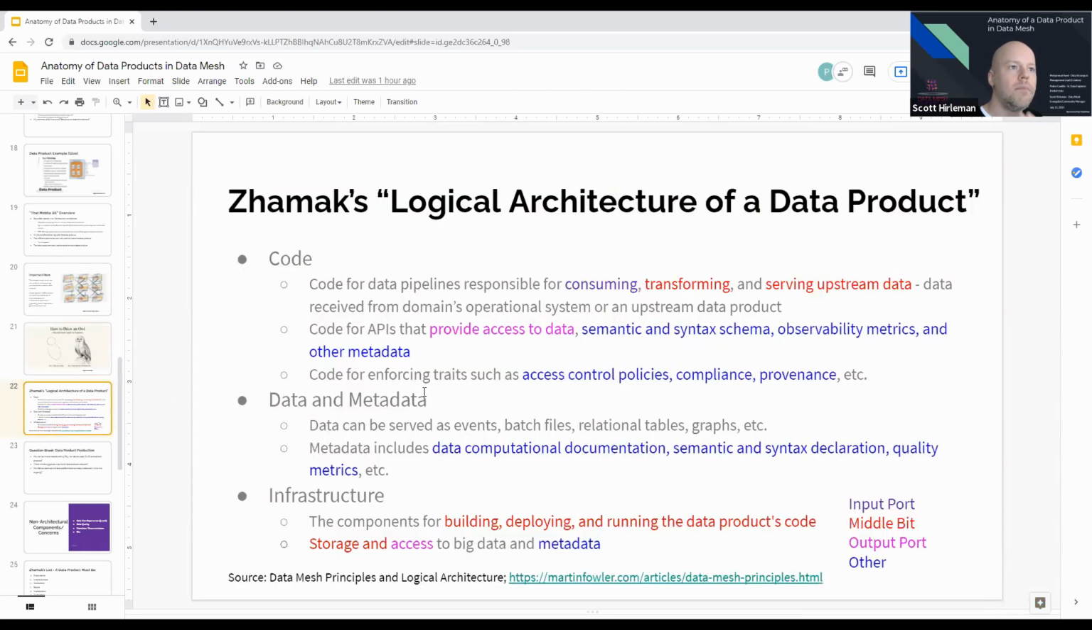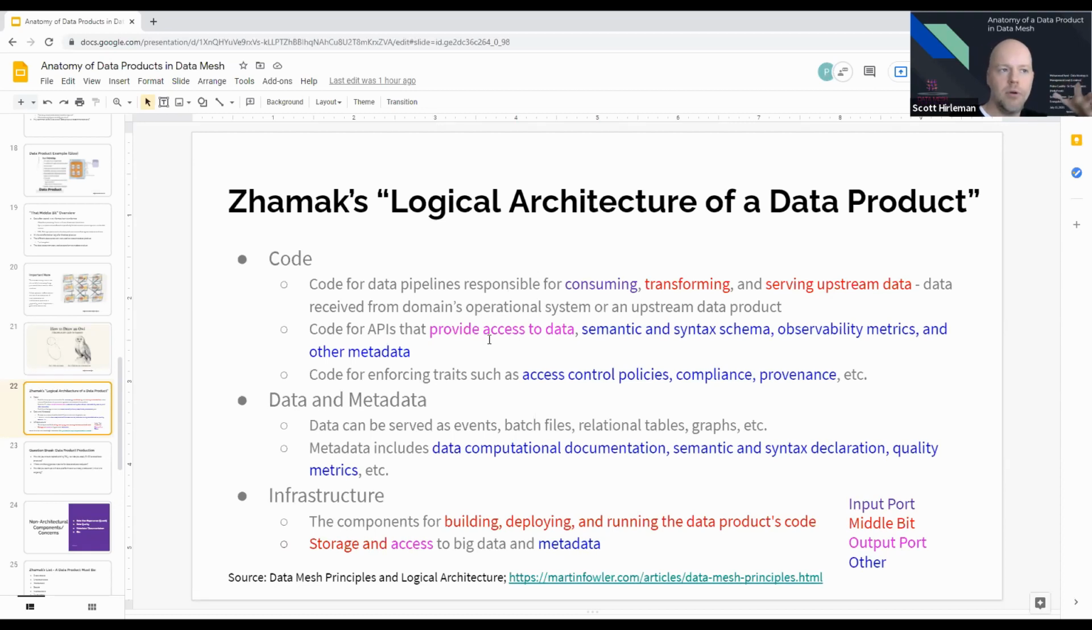So here's again Zhamak's logical architecture of a data product. Breaking it down, the code for data pipelines is when you're consuming, the input port, right? The transforming is the middle bit. Serving upstream data, depending on if you're actually talking about serving it out, that's going to be the output port. But if you're talking about serving it to other parts of the data product itself, then that's the middle bit.